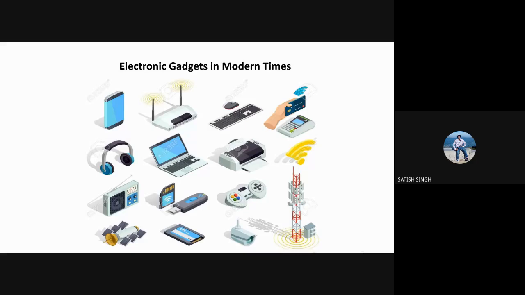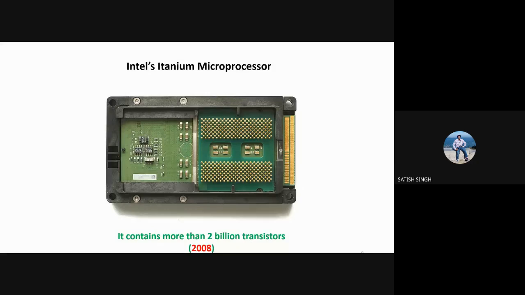small space. Just as an example, I want to show you this particular microprocessor. This is your Intel Centennium microprocessor, and it was launched somewhere around the year 2008. You will be amazed to know that this microprocessor contains more than 2 billion transistors. Just try to imagine. It has a small size, and yet it contains more than 2 billion transistors. That is a very wonderful thing that we have today.